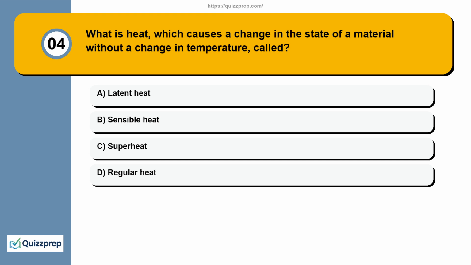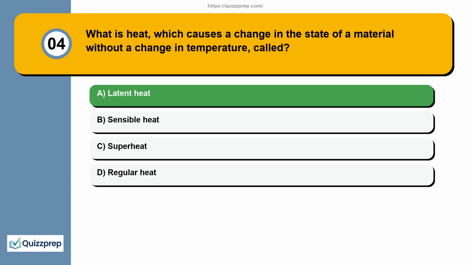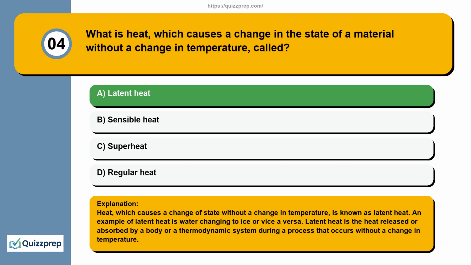Question 4. What is heat, which causes a change in the state of a material without a change in temperature, called: latent heat, sensible heat, superheat, regular heat? Heat which causes a change of state without a change in temperature is known as latent heat. An example of latent heat is water changing to ice or vice versa. Latent heat is the heat released or absorbed by a body or a thermodynamic system during a process that occurs without a change in temperature.